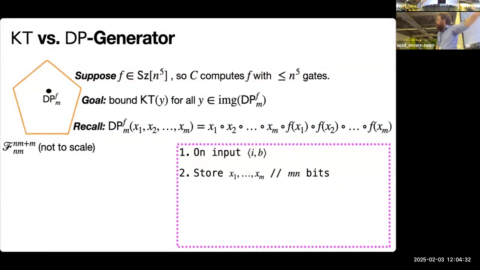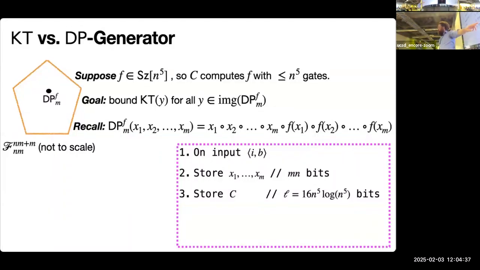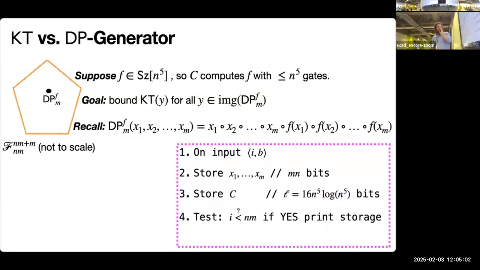How much does that cost? That's mn bits. Then we're gonna store C, right? Those are our two things. C is gonna take big O of S log S to store. That's just an encoding argument for writing down the DAG of a circuit. I'm not gonna get into that right now, but that's how many bits it takes. And now we actually do some work.